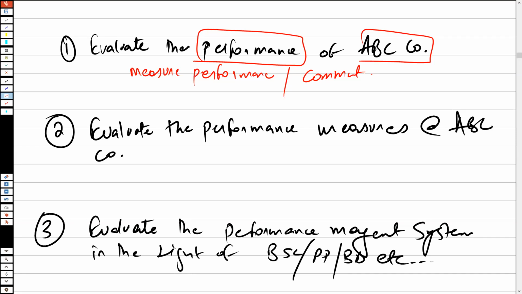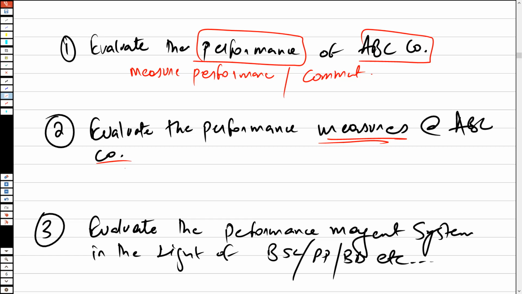The second thing that you have to do is that you need to understand something more. When we talk about evaluate the performance measures at ABC company, what does it mean? You would actually be given a question, wherein we have given the different type of performance measures for you.